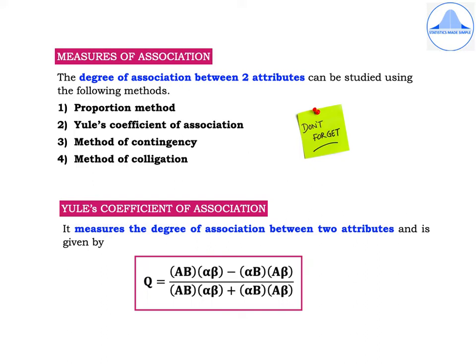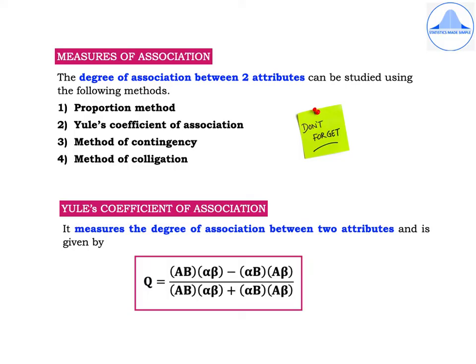We will be learning only Yule's coefficient of association, which measures the degree of association between attributes, and the formula is Q equal to AB into alpha beta minus alpha B into A beta, divided by AB into alpha beta plus alpha B into A beta.